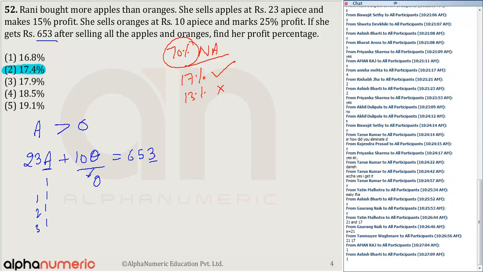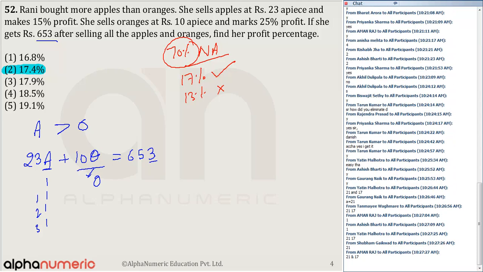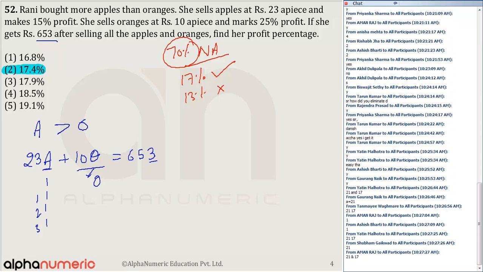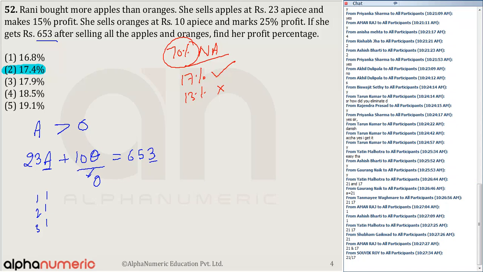So let's try. What are the possible values of A? Remember, theta, which represents the number of oranges, should be an integer. Can anyone tell me which gives integer solutions? 21 and 17, that's right, perfect. So the value of A is 21, so the quantity of apples is 21 and oranges is 17. Many integral solutions are possible, no range is defined, but the condition is that the quantity of apples has to be more than oranges. So I get only one case where 21 is more than 17.